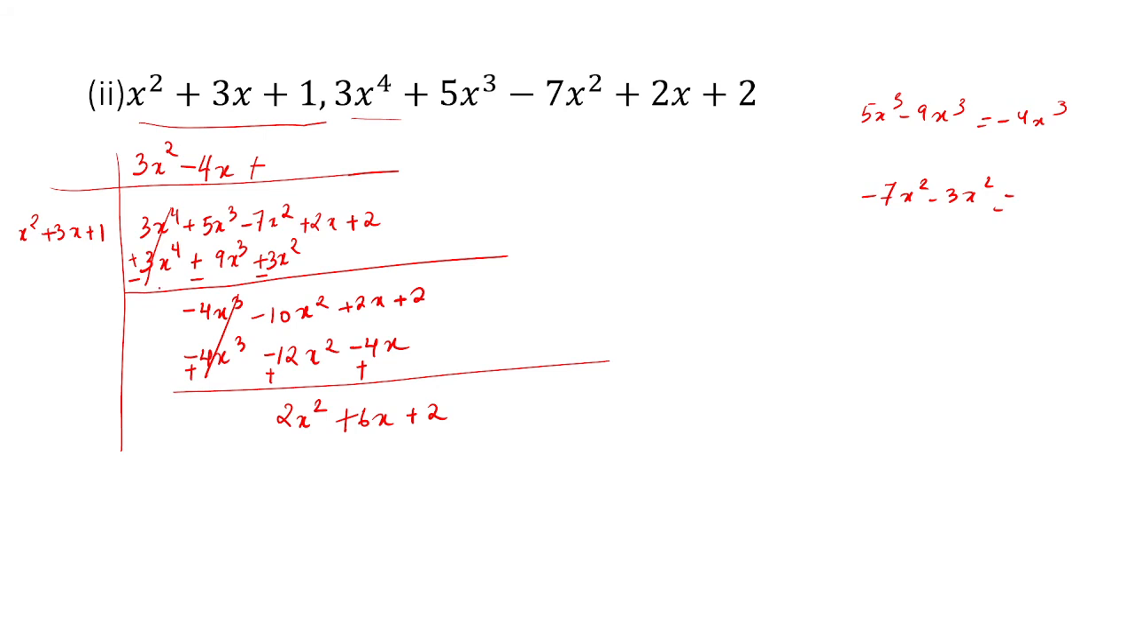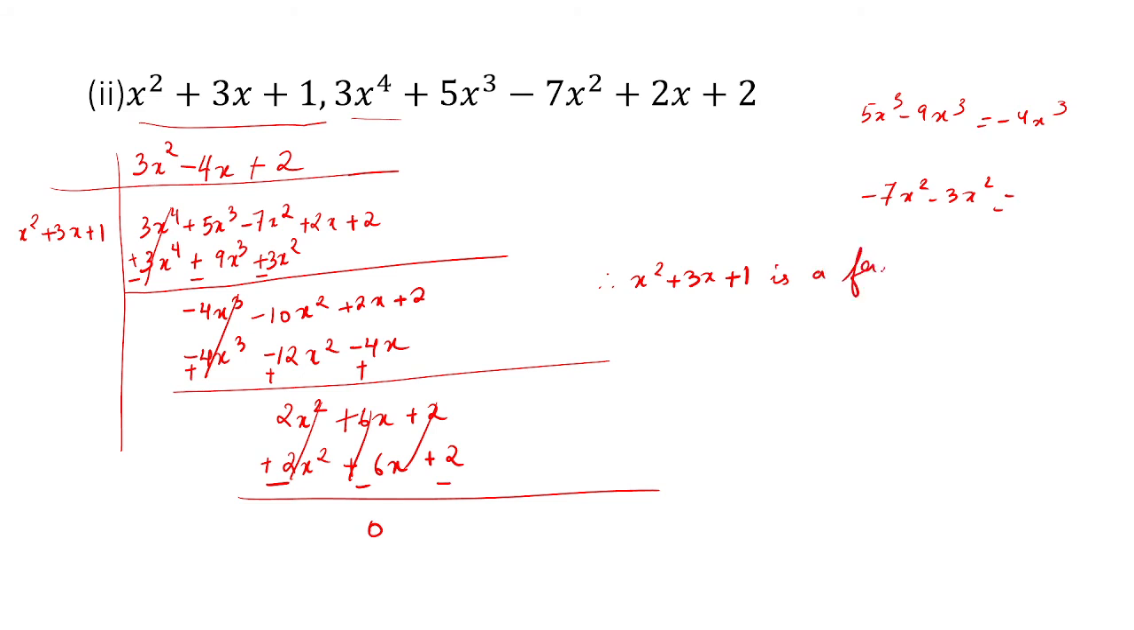So what should you multiply x squared with in order to get 2x squared? You should multiply it with 2. So x squared into 2 becomes 2x squared. 3x into 2 becomes 6x, and plus 2. Clear? So this will become minus, minus and minus. So it cancels out, 0. Therefore, you can conclude x squared plus 3x plus 1 is a factor of 3x to the power 4 plus 5x cubed minus 7x squared plus 2x plus 2. It is a factor because our remainder is 0. If our remainder is not 0, then it will not be a factor.